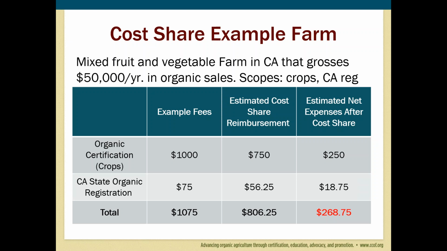Then let's say the state registration is $75. Again, you're eligible for 75% of that, up to $750. So in this case, you're going to receive $56.25 of reimbursement, bringing your state registration expenses down to $18.75 once you receive that reimbursement. And then you can see in the totals that this operation is paying out $1,075 of total costs, but once they receive their reimbursement, the net costs have been reduced down to $268.75.